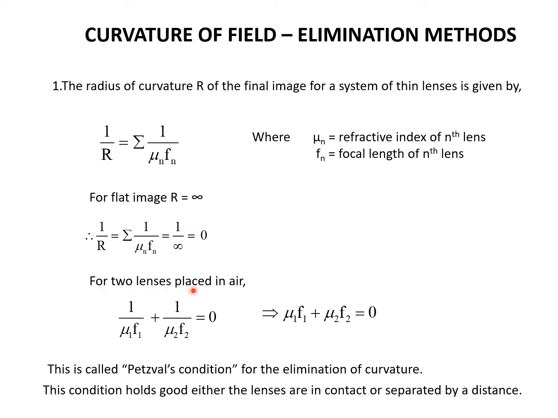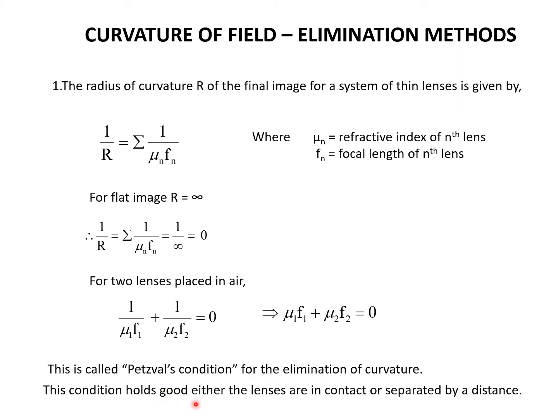So for two lenses placed in air, mu1 equal to mu2 equal to 1. So you will get 1 by mu1 f1 plus 1 by mu2 f2 equal to 0, which implies mu1 f1 plus mu2 f2 equal to 0. For two lenses placed in air, mu1 equal to mu2 equal to 1, which means f1 plus f2 equal to 0. So this is called Petzval's condition. Mu1 f1 plus mu2 f2 equal to 0 is said to be Petzval's condition for two lenses in case of elimination of curvature of field.